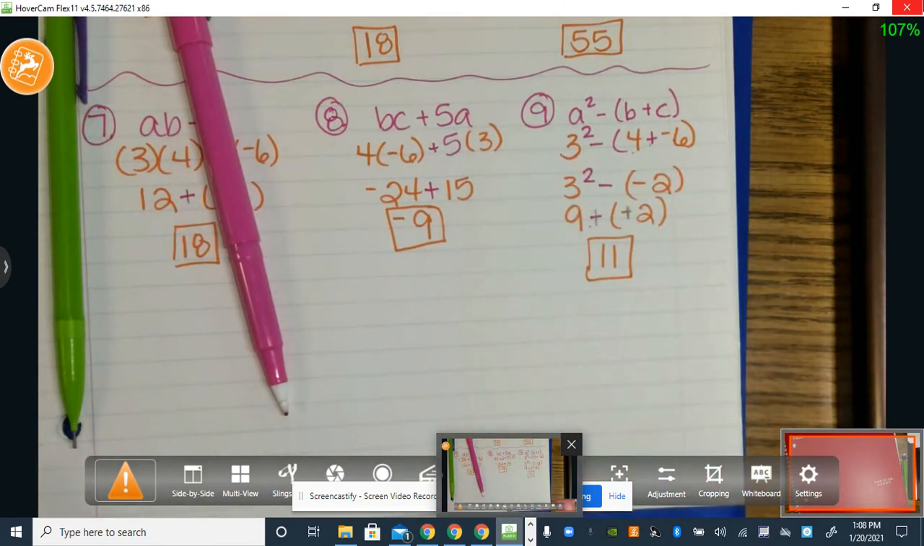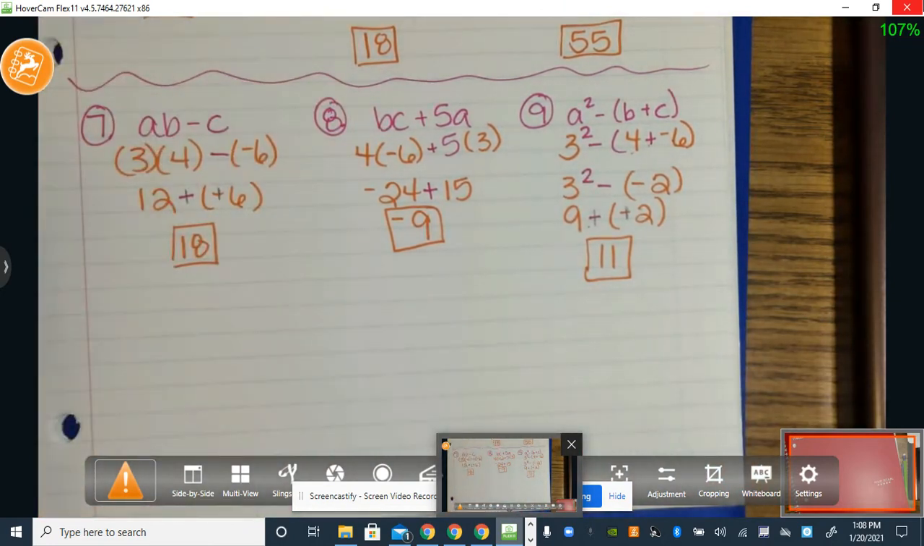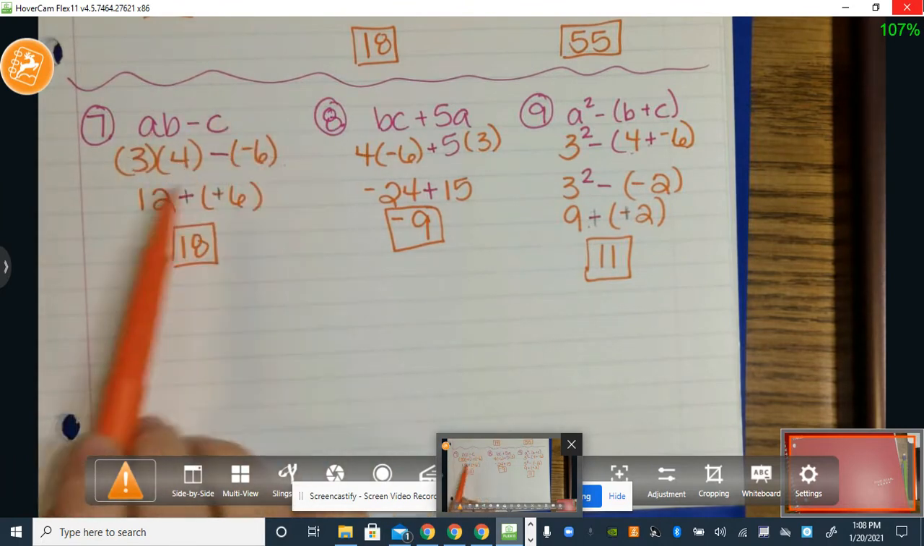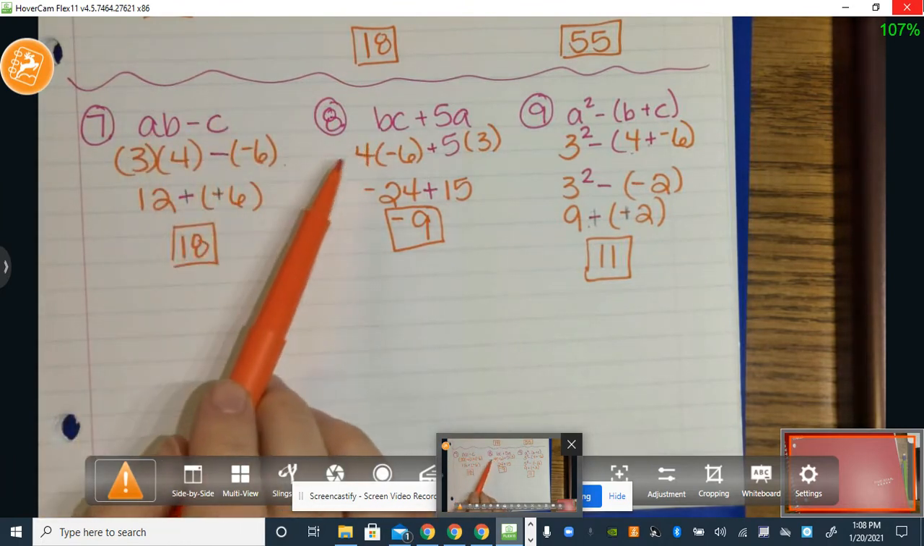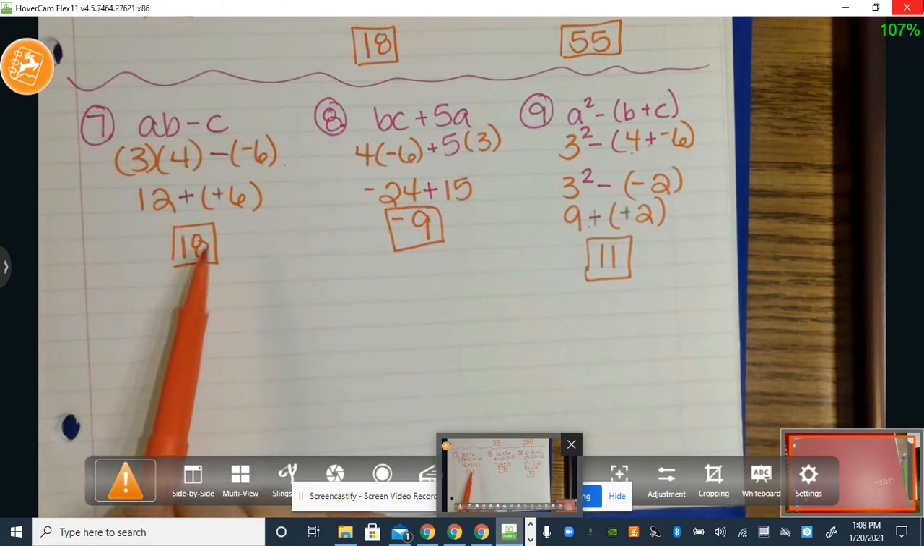Okay, so do you see, I made sure I try to color coordinate, guys, so you can see the numbers, where they go, and when you solve it, you would get one answer at the end.